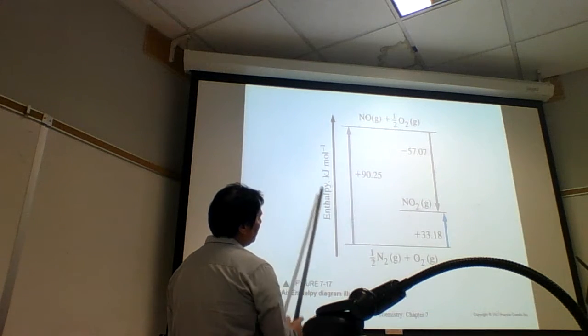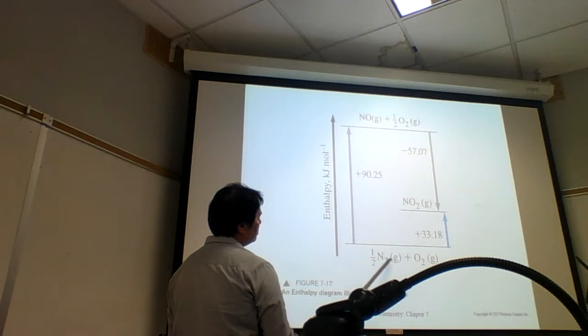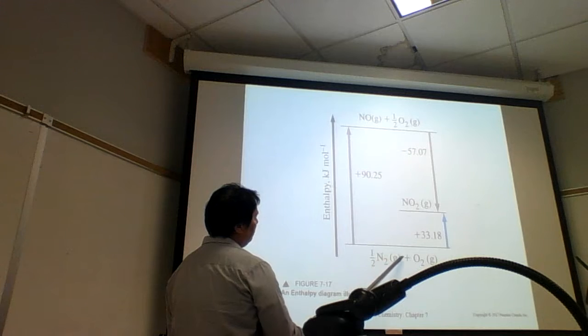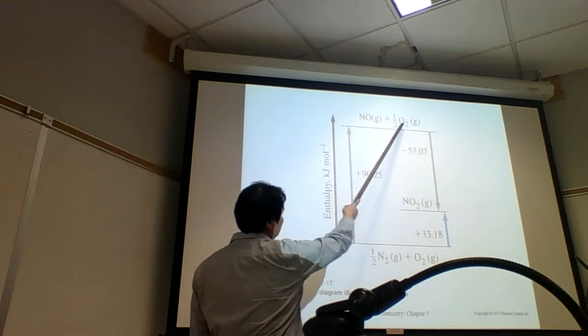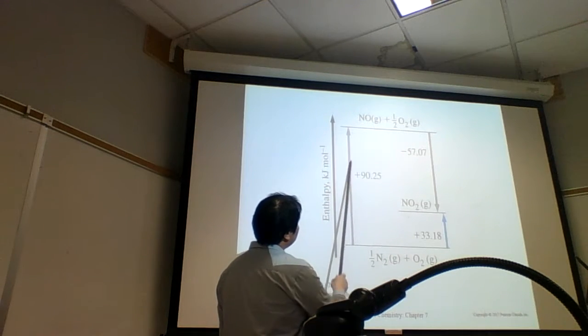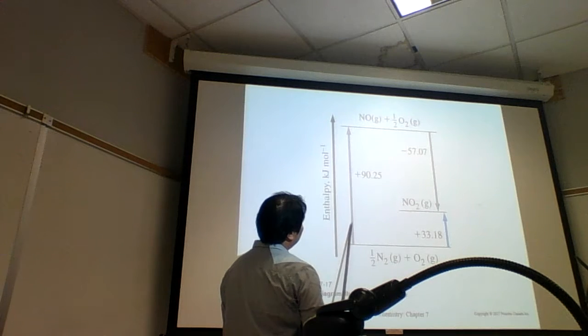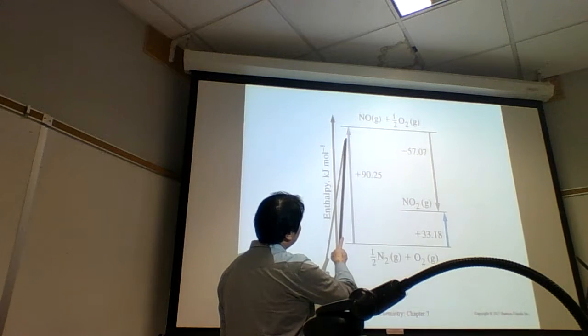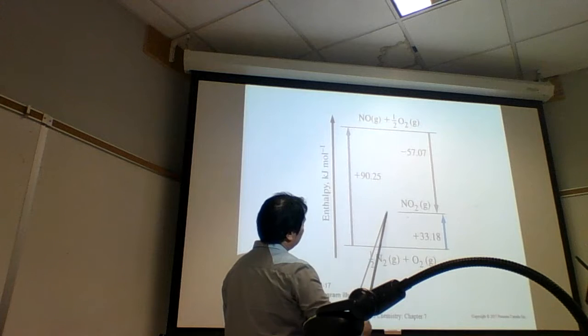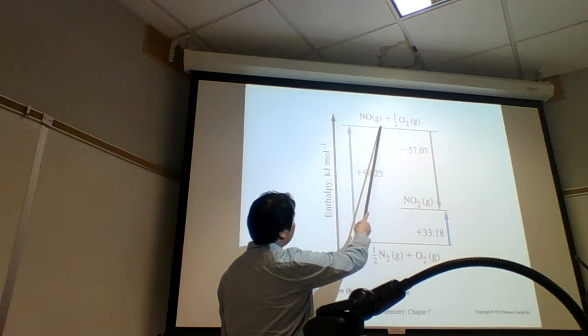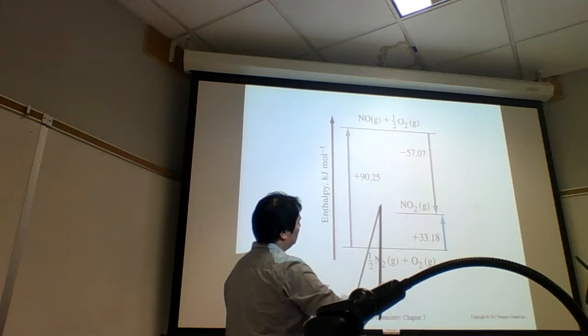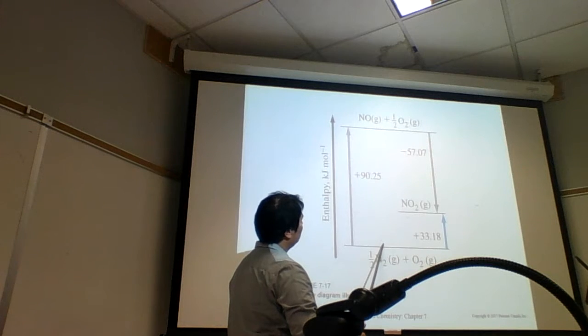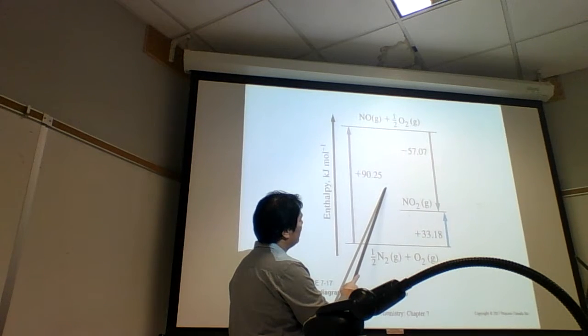This is an enthalpy diagram. Start off with nitrogen and oxygen, half a mole of N2, a mole of O2. If I go straight from this to NO plus half O2 gas, it's going to cost me 90.25 kilojoules here. And to go back down, it's going to release 90.25 kilojoules. So I could take this as one step down. I'd have one big arrow going down, which would be negative 90.25.